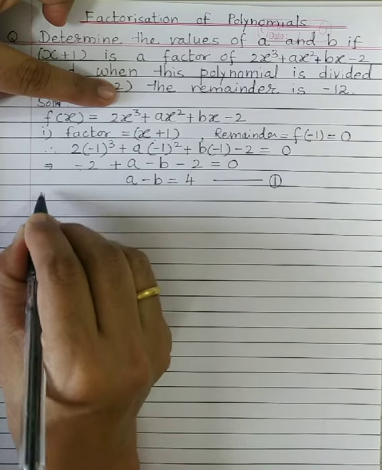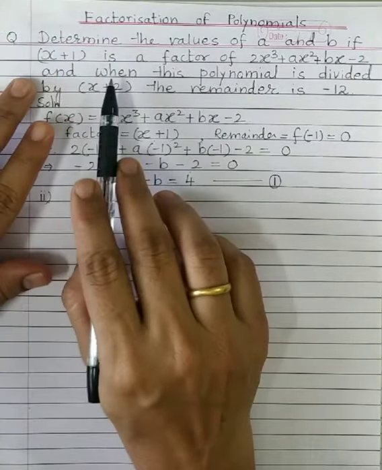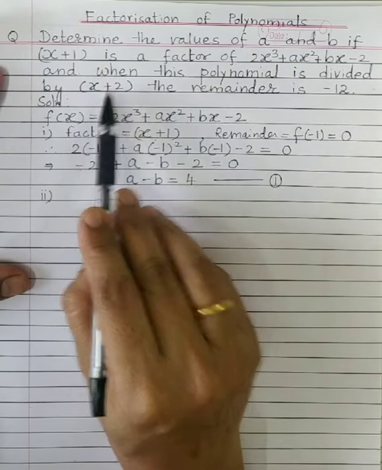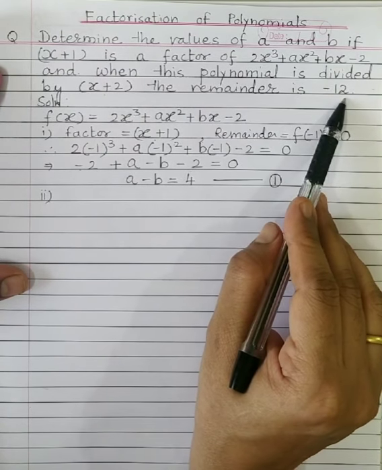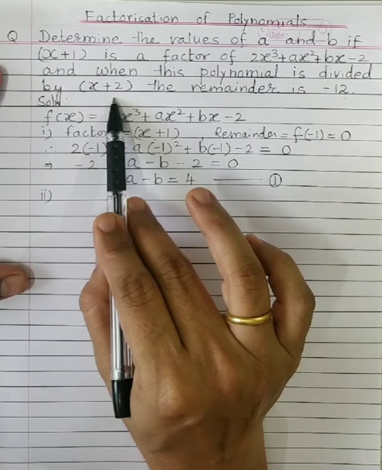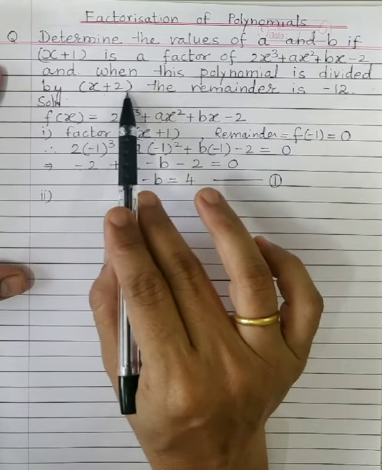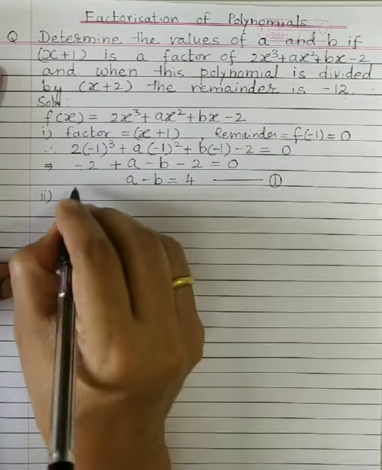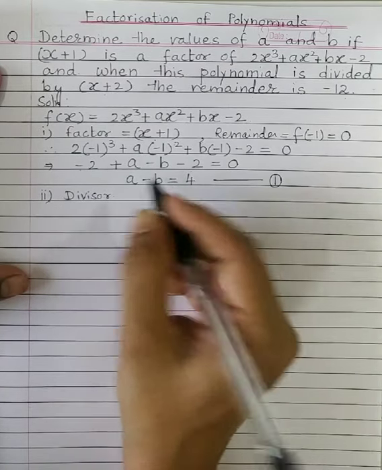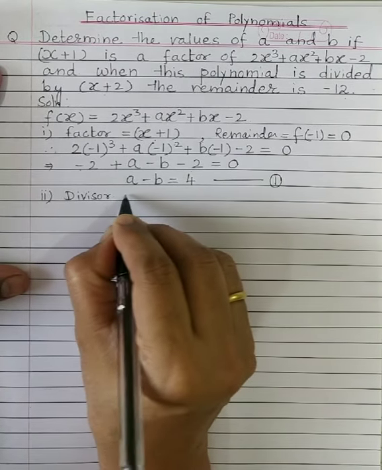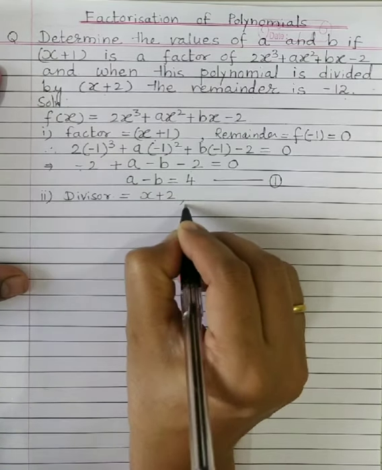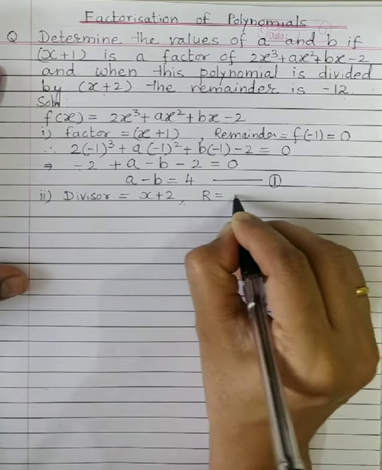Now look at the second condition. What is the second condition telling? When this polynomial is divided by x plus 2, the remainder is minus 12. So what is the first obvious part over here? x plus 2 is a divisor, it's not a factor, and when it is divided, the remainder is minus 12. The wording should be very clear. I am saying it is a divisor, not a factor, because the remainder is not 0. That same connection should be clear to you. The divisor is x plus 2, and in that case the remainder here is minus 12.